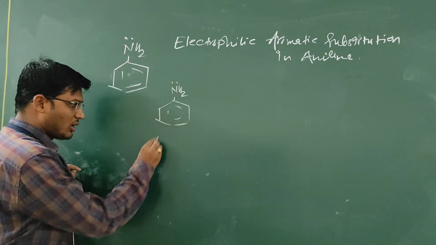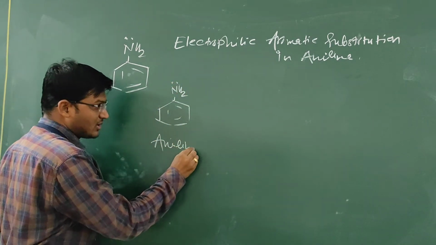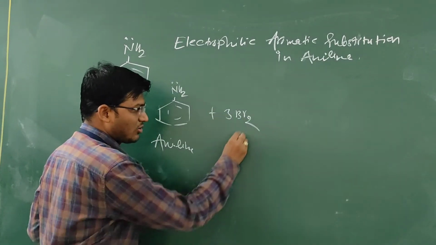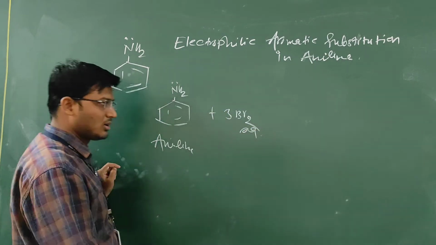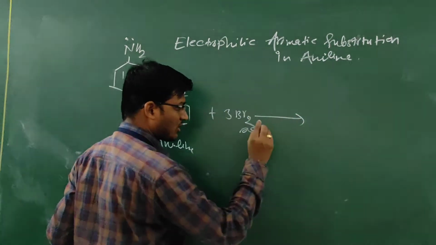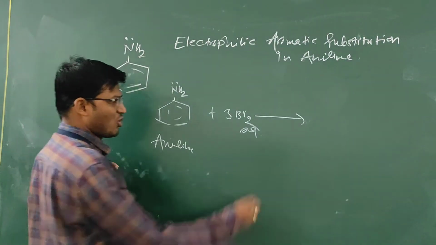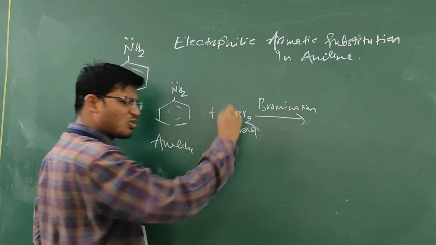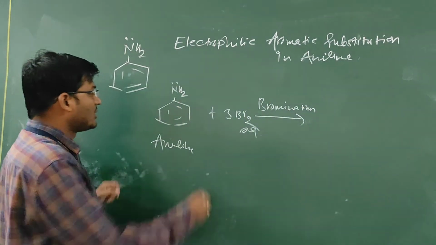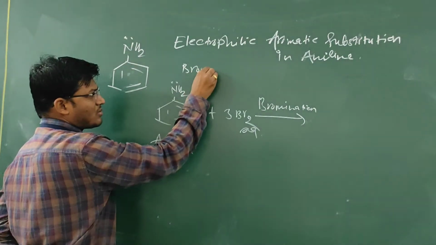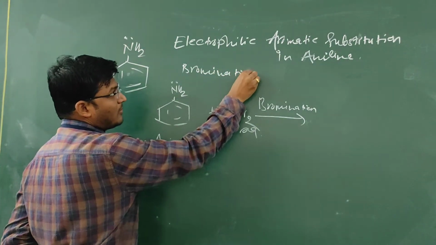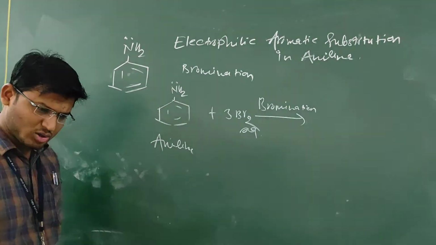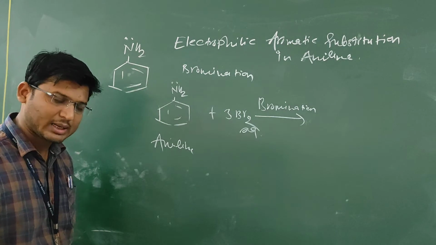When it undergoes bromination, with excess of bromine water, Br2 aqueous, there is a bromination. In this reaction, the bromonium ion acts as an electrophile. This is a bromination. This bromonium ion attacks the ortho, para, all the active positions.